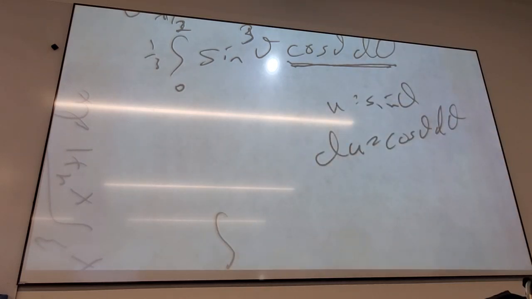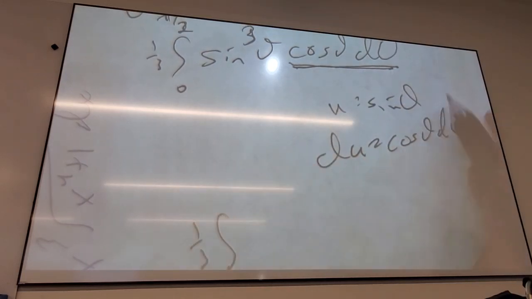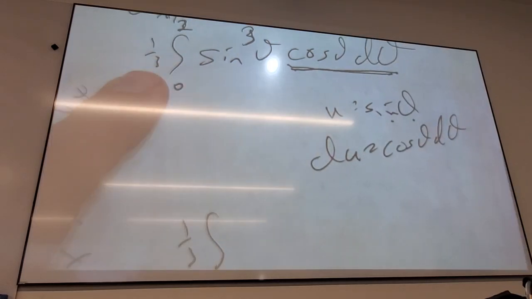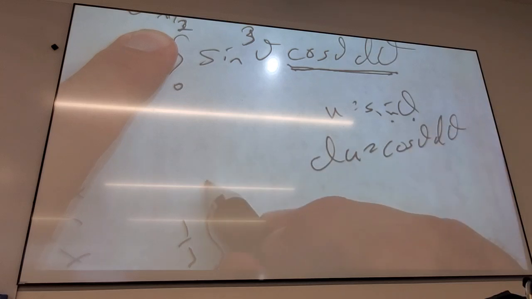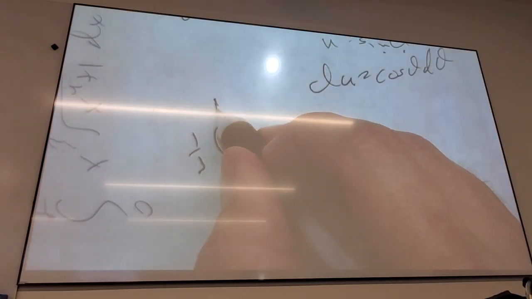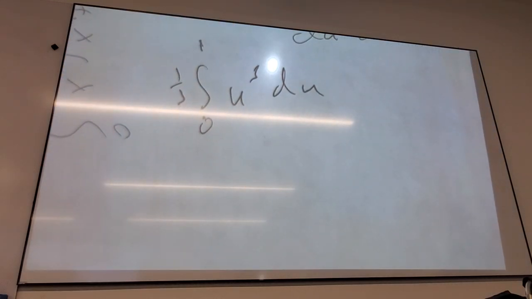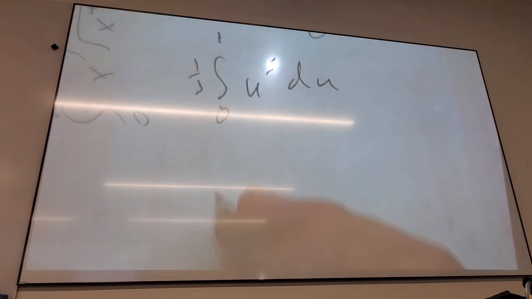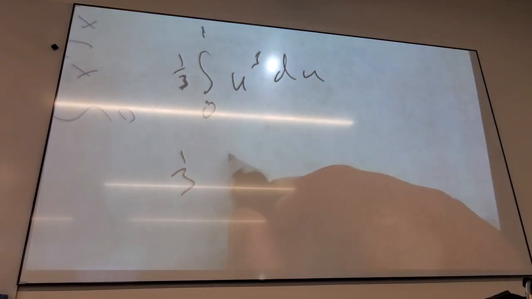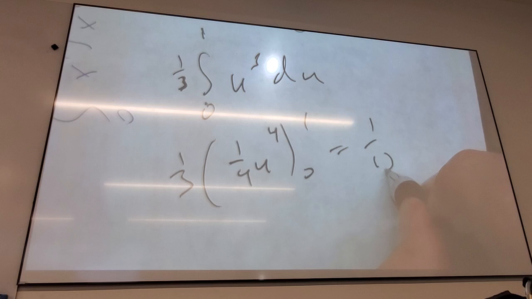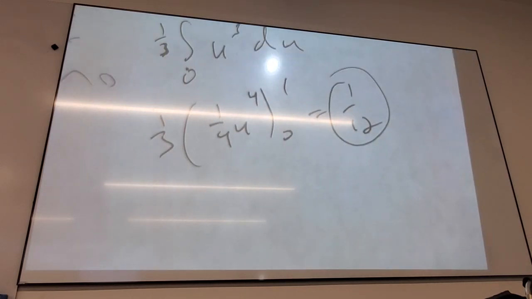Shouldn't you reset the limits? Yeah. So when theta is 0, u is 0. When theta is pi over 2, sine is 1. And then I'll get u cubed du, which is 1/12. And I've lost all interest because this is easy. Now, if you're in my Math 180 class, I couldn't lose all interest, but it would be 1/3 times 1/4 u to the 4th. Yeah, it'll be 1/12.